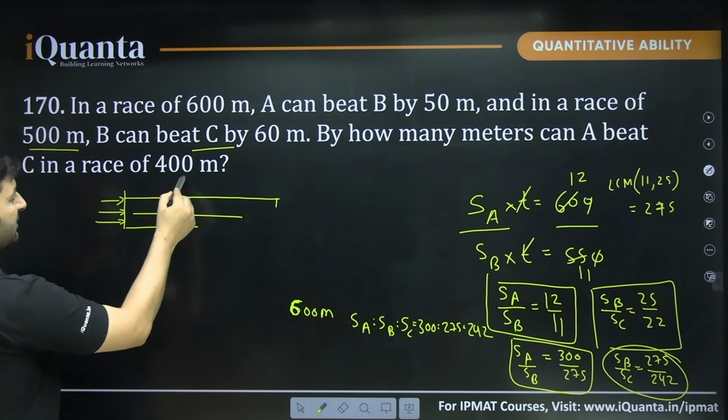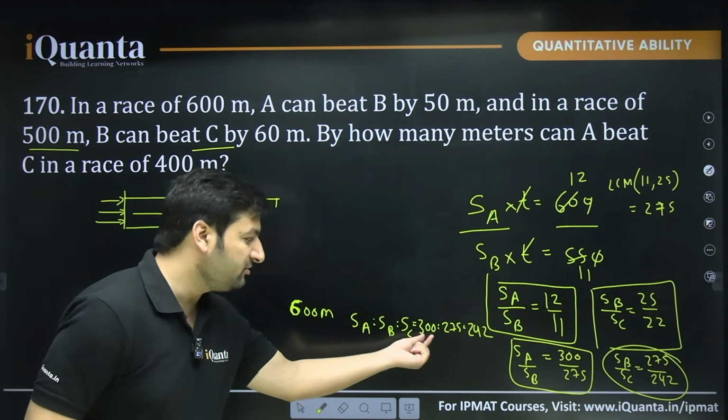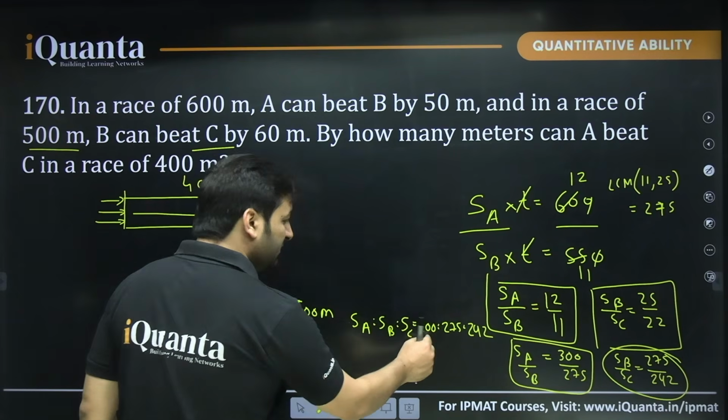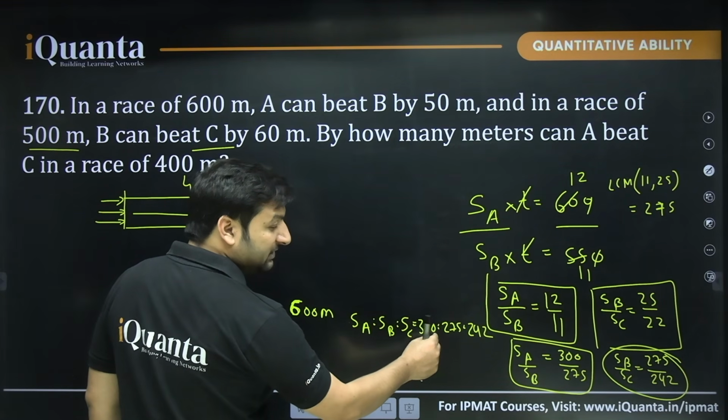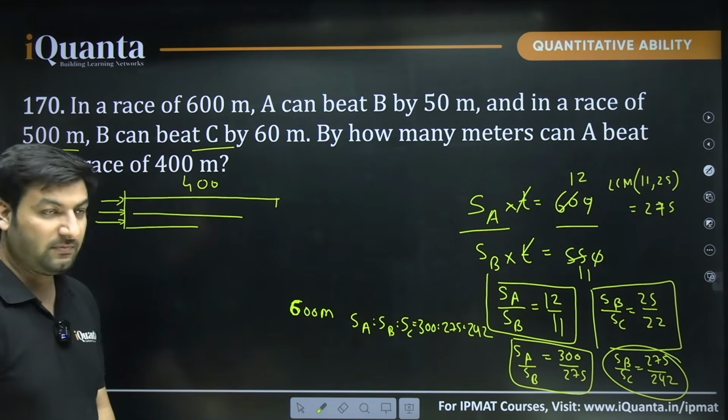But we have to make this race a race of 400 meters. How do you do that? How do you turn this 300 to 400? To turn this 300 to 400, you have to multiply this by 4 by 3. So that means you will multiply each and everything by 4 by 3.